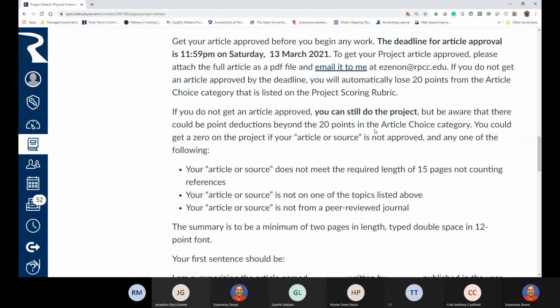Let's say, for example, you're doing a project, but you picked the wrong kind of article. Your article is not approved and it's the wrong thing, because I've had it happen. A student didn't get an article approved and picked something from a magazine. Well, that's not peer reviewed. Or it wasn't long enough, and students say, can't you let it slide? It's 13 pages long, isn't that long enough? Nope. 15 pages long, not counting the references. If you didn't get it approved and it's too short, 0. You didn't get it approved and it's on the wrong topic, 0. You didn't get it approved and it's not peer reviewed, 0.